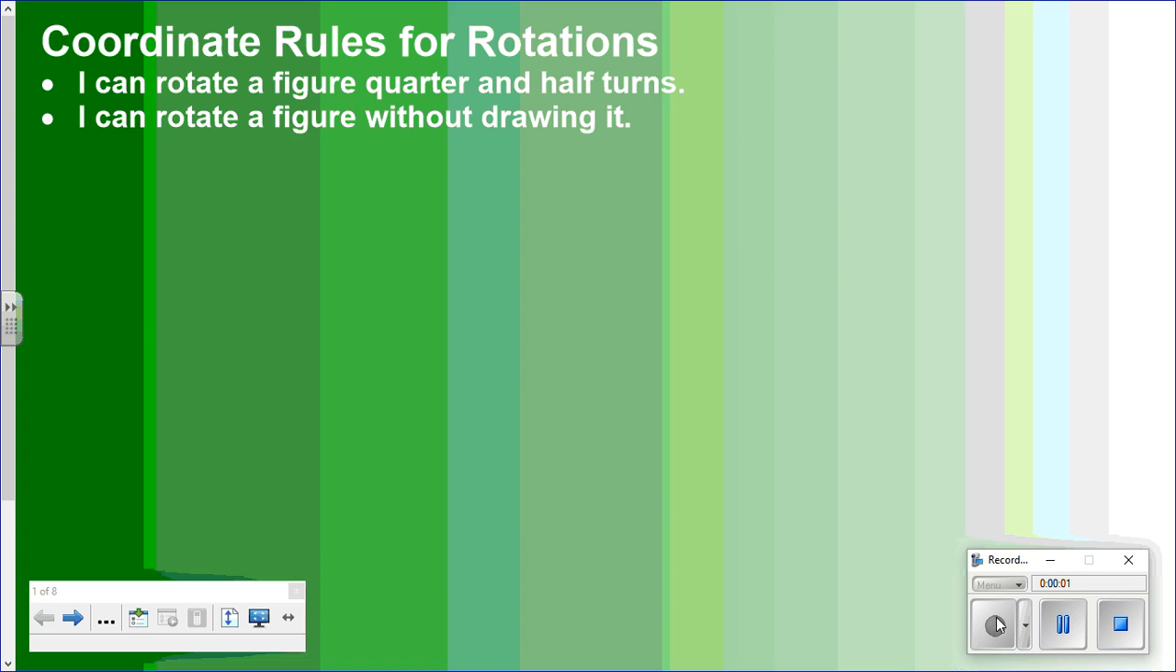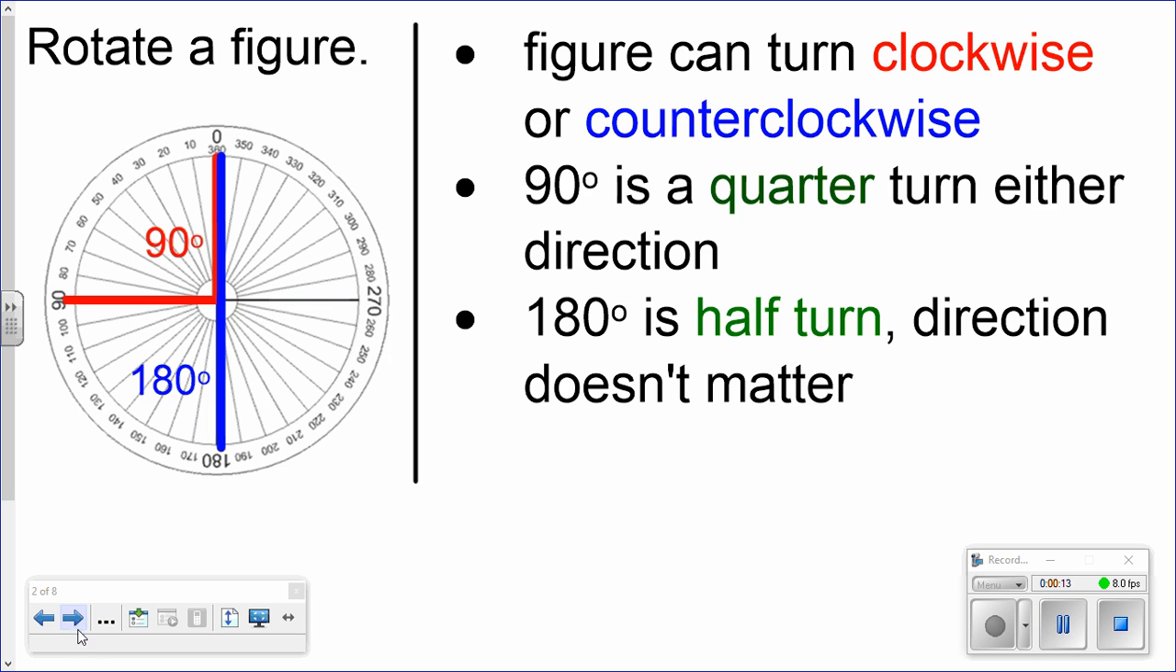In this lesson, we'll be talking about the coordinate rules for rotations. At the end of the lesson, you should be able to rotate a figure quarter and half turns and rotate a figure without drawing it. So to rotate a figure, it can go clockwise or counterclockwise. A 90-degree turn is a quarter turn, doesn't matter which direction, and a 180-degree is a half turn, and it also doesn't matter which direction.